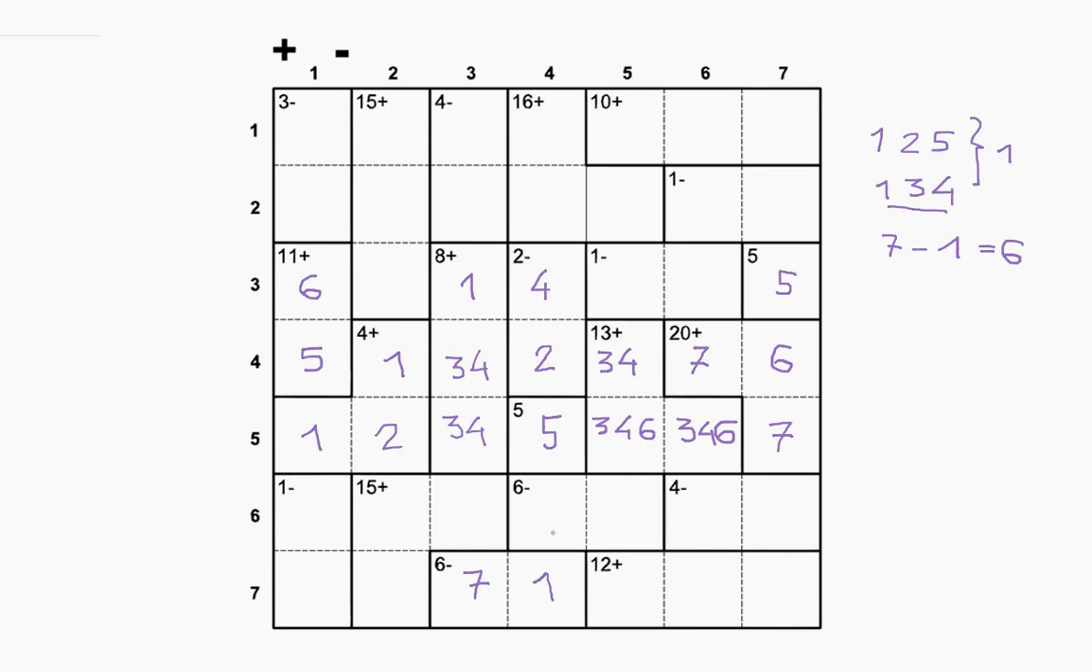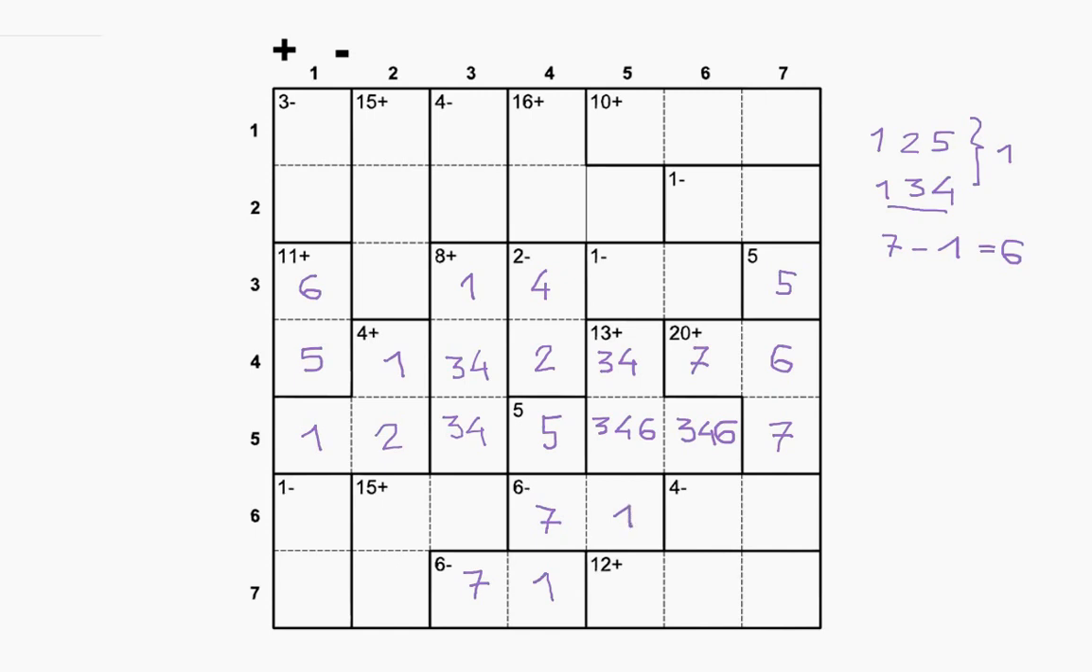The same thing is here, because there is a 6 like in these two cells. Here has to be number 7 and number 1. Here is a number 1, and here has to be number 7. And here is the number 1.